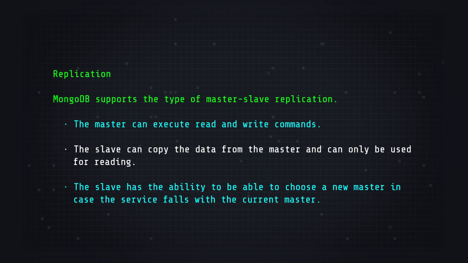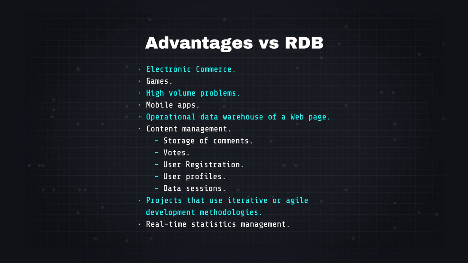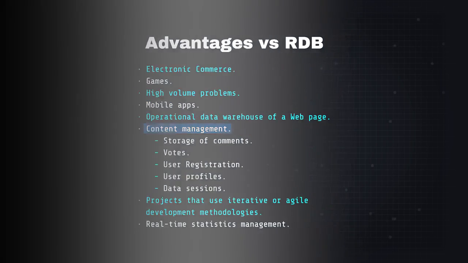In the case of replication, MongoDB supports the type of master-slave replication, which means the master can execute read and write commands, and the slave can copy the data from the master and can only be used for reading. In the case of service failures with the current master, the slave has the ability to choose a new master. MongoDB is more suitable for information systems such as electronic commerce or e-commerce, games, mobile applications, and content management like storage of comments, votes, user registration, user profiles, and data sessions.